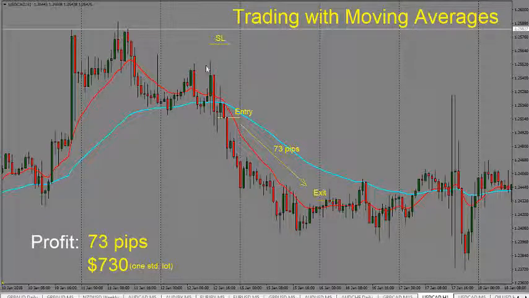So if you were looking for an entry, you can wait for the moving averages to cross over. And once we see that the price has moved lower and our moving averages have crossed over, we can enter our trade short. When they cross to the downside, we're looking for price to move lower. Our entry would be the close of this candle here, and our stop would go above the high. And we wait for the price to close on the other side of this faster moving average here. Once price crosses over, we can exit the trade. From entry to exit here, we get 73 pips in the trade. So our profit is 73 pips or $730 if trading one standard lot.